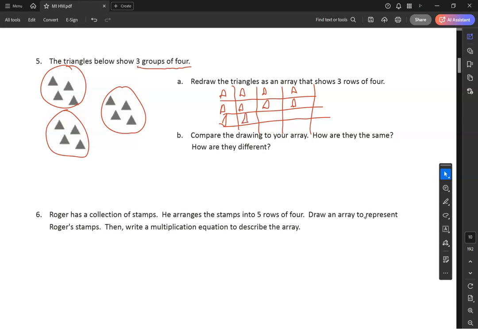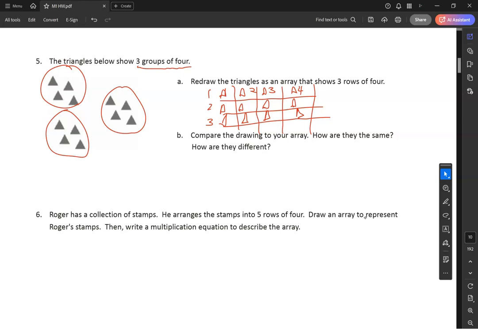At the triangle, in case you didn't know, it's a bad triangle, but okay. All right, so we have 3 rows, 1, 2, 3. We have 1, 2, 3, 4 in each row. Okay, that's your array. It has rows and columns.